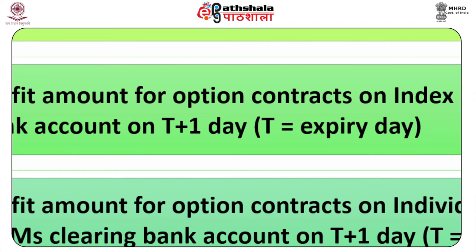Exercise settlement is cash settled by debiting, crediting of the clearing accounts of the relevant clearing members with respective clearing bank. Final settlement loss or profit amount for option contracts on index is debited or credited to the relevant CM's clearing bank on T plus 1 day, where T stands for the expiry day. Final settlement of loss or profit amount for option contracts on individual securities is debited or credited to the relevant CM's clearing bank account on T plus 1 day, where again T stands for the expiry day.